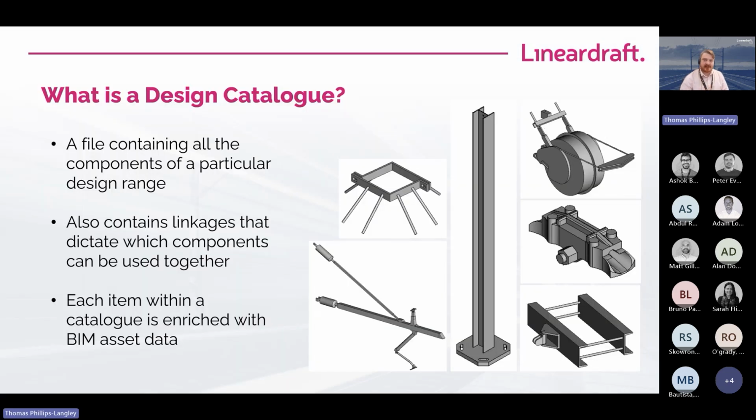So a design catalog is a file that contains all of the components necessary to represent a particular design range in Lineardraft. These catalogs can contain a variety of components from masts and foundations all the way to catenary cantilevers and auxiliary wire supports. You'll have seen many of these item types during the live demo just then. The catalog also contains all of the item linkages that dictate what components can be used together, and these linkages can also connect items across catalogs, allowing multiple catalogs to be used together for a single design.